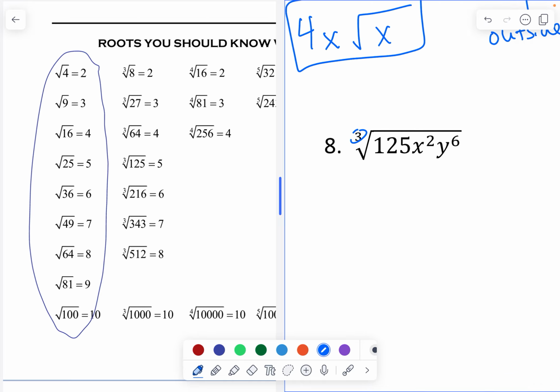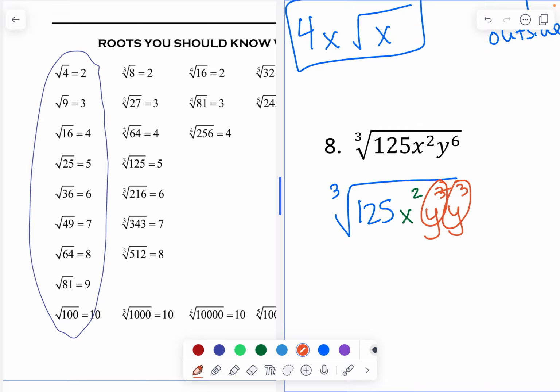Okay, so this is a cube root. So again, I'm just going to leave the number, and I'm going to do the variables. Okay, this says x squared. I can't put an x to the 3rd because that's too many, right? That's bigger than 2. So I just have to leave that x squared, and that means I can't take any x's out. Okay, y to the 6th. I can go y to the 3rd and y to the 3rd. So whatever has a 3 on it, I can take those out. So that's 2 y's that I'm taking out. And then I still have this cube root of 125 and then x squared.